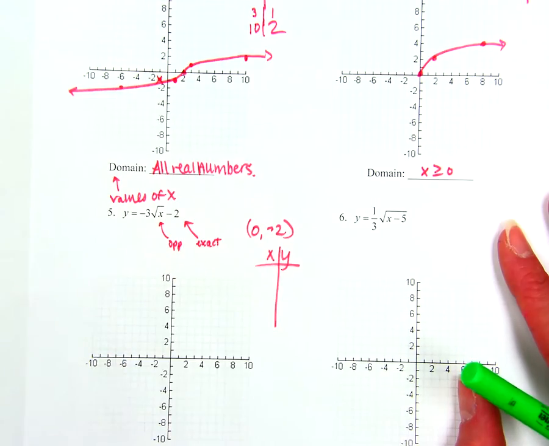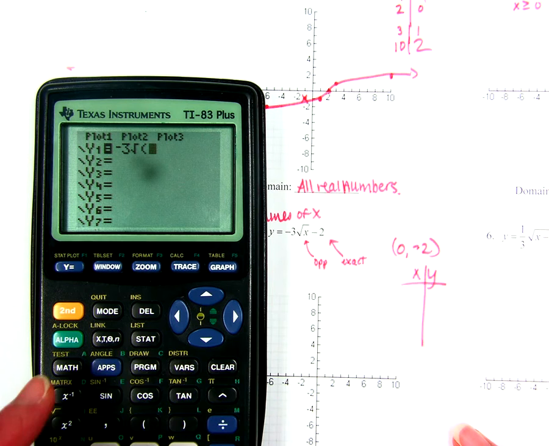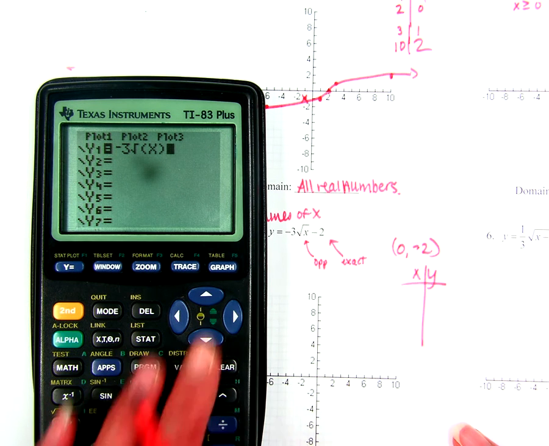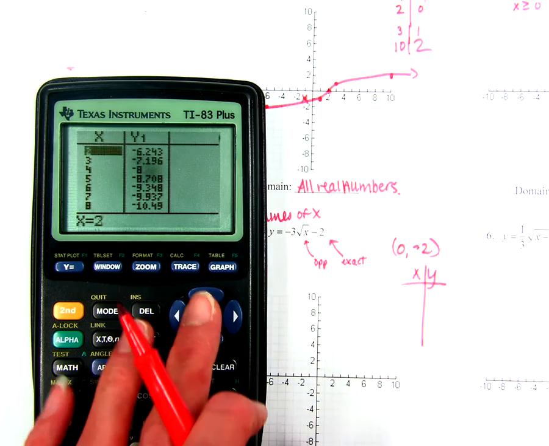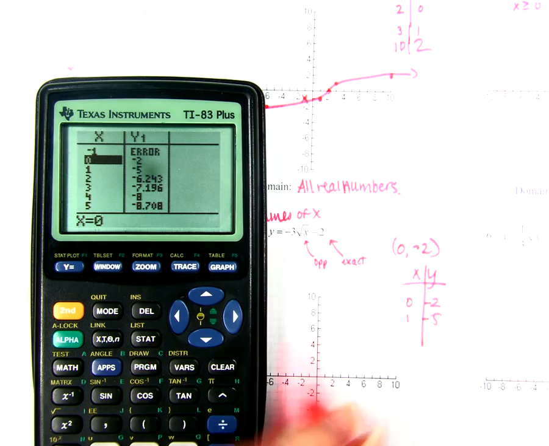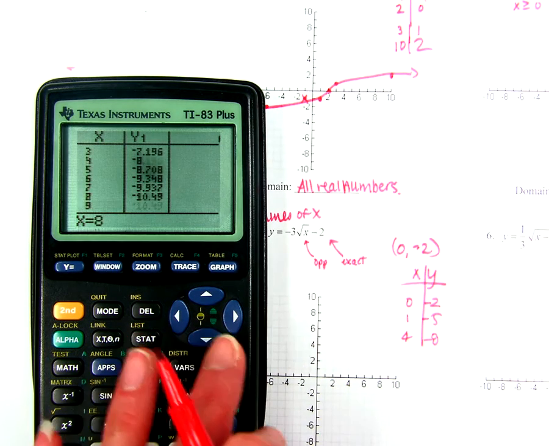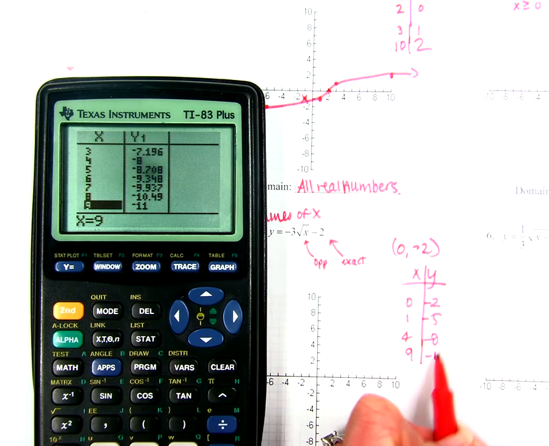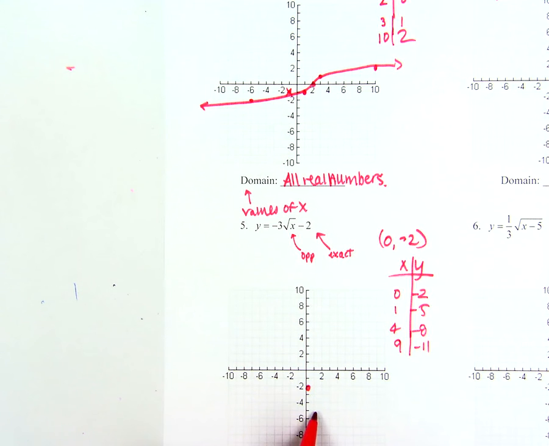So if I go to graph, and go to y equals negative 3 times the square root of x. Now I need to close my parentheses and then do minus 2. All right, so in my table, I'm going to start at 0, negative 2. I have 1, negative 5, 4, negative 8, and possibly one more that we can write. We could do 9, negative 11. All right, so plot all those points. 0, negative 2, 1, negative 5, 4, negative 8, and 9, negative 11.